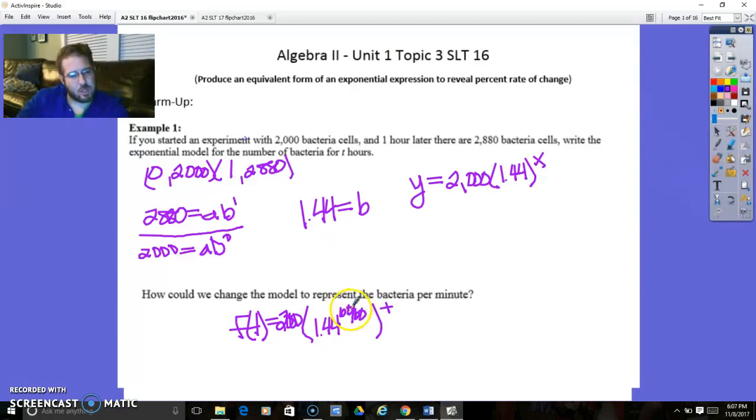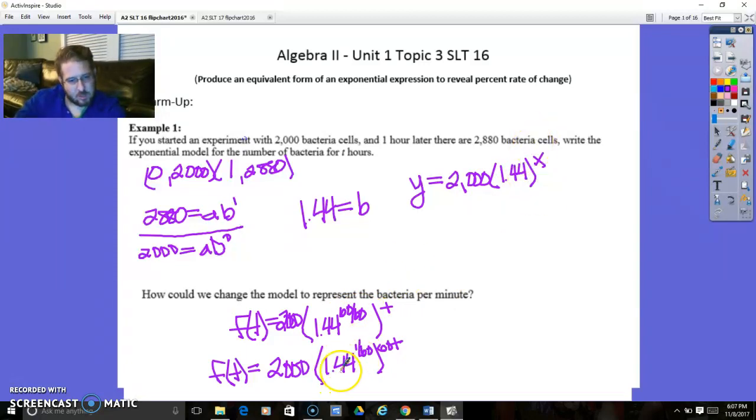Now, I want to change this rate to 1 minute. So I want to change this to 1/60th. But if I do that, then I need to take the 60 on top and move it to the outside. So it's going to become 1.44 to the 1/60th power, to the 60t power on the outside. Now, the reason why this is the same is because when you have an exponent raised to another exponent, you multiply the exponents. So I really still have not changed anything. 60 times 1/60th would be 60/60ths, and 60/60ths is the same as 1 whole. So that's the reason why this equation, this equation, and this equation are all the exact same thing.